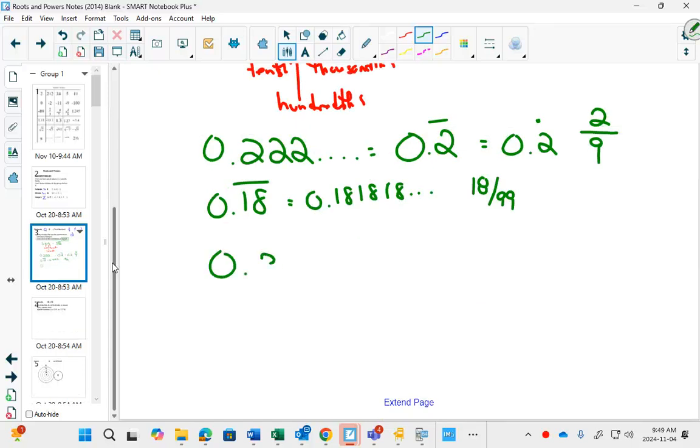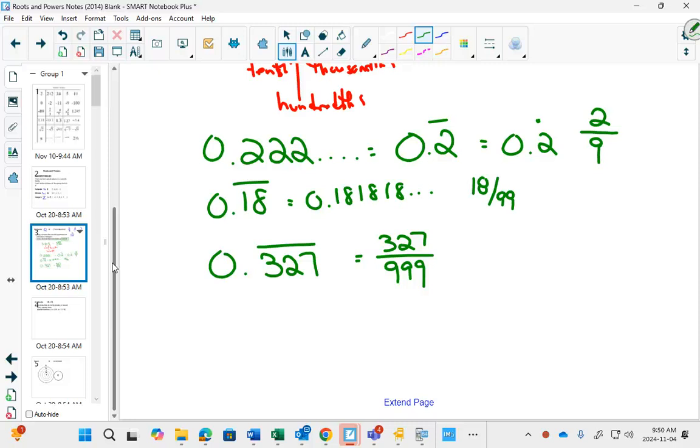What do you think 0.327 repeated would be as a fraction? Check it out. Try it on your calculator. Is 327 divided by 999 0.327? Very cool.